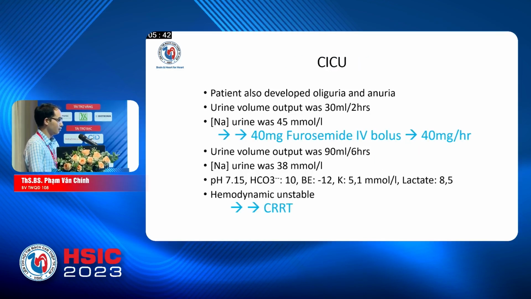But in the ICU, she also developed anuria. We used furosemide bolus and furosemide infusion, but after 6 hours, the urine output was just 90 milliliters, and the urine sodium concentration was just 38. The acidosis came, and pH is 7.15, and the lactate is 8.5. Combined with hemodynamic instability, so we asked for CRRT for this patient.